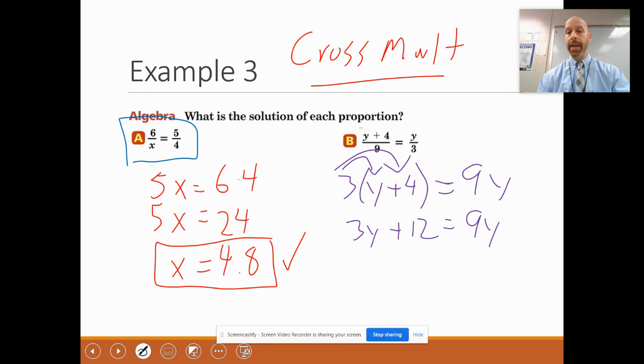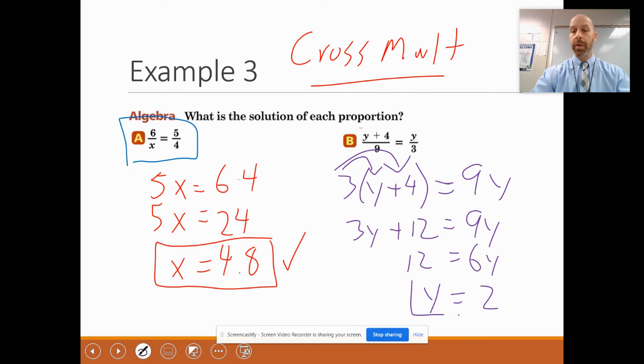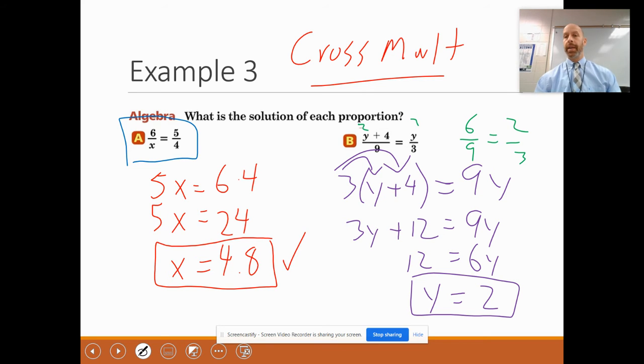Now I'm going to subtract 3y from both sides. When I take 9y minus 3y, I get 6y. And clearly, you can see that y is going to be equal to 2 when you divide both sides by 6. So y is 2. And again, we could check that. Let me do this one a little bit more deliberately. If I put a 2 in here, because that's what we got for y, you're going to get 6 over 9 equals 2 over 3. And clearly you can see that 6 times 3 is 18 and 9 times 2 is also 18. So we're good to go.